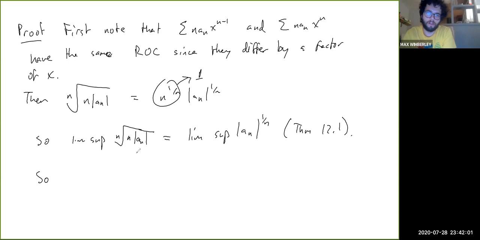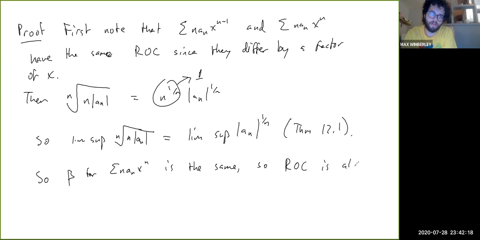So this is 1 over n here. Beta for n a_n x to the n is the same. So the radius of convergence is also the same, right? So that finishes the proof for the derivative one. And then the integral one is basically similar.